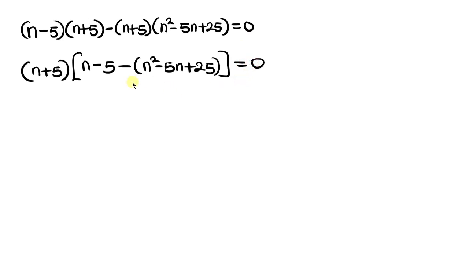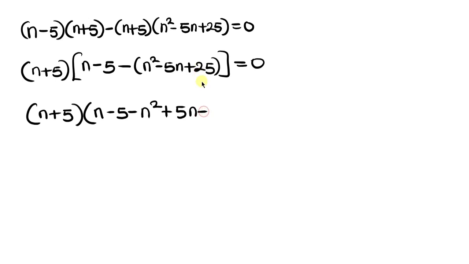Now our next step will be for us to open up this bracket using this negative. So we have n plus 5 times, this is n minus 5. Now opening up the bracket, we have minus n squared. This we have minus times minus, that's plus 5n. And then minus times plus, that's minus 25.